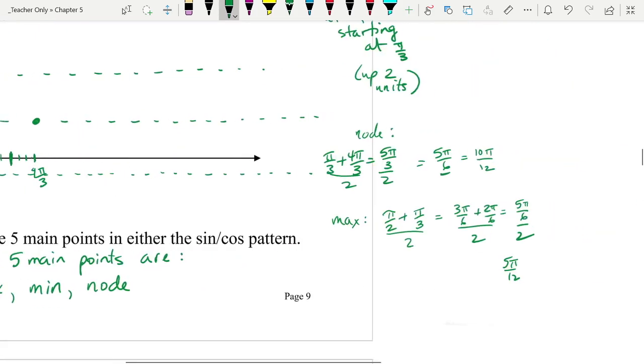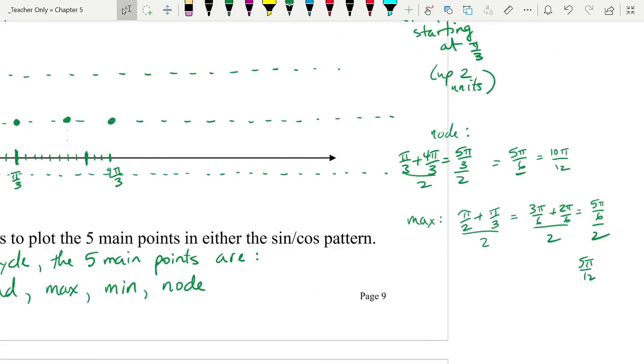So 5 pi by, hang on, 5 pi by 12. No, that's not right. It should be 7, shouldn't it? Yeah. What have I done wrong? Where's my mistake in my work here? I don't know. You know what? Let's just do it the right way.